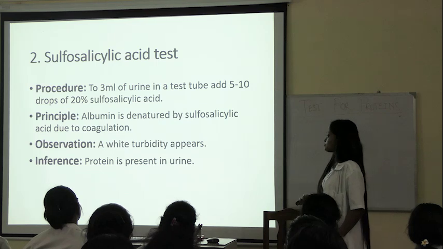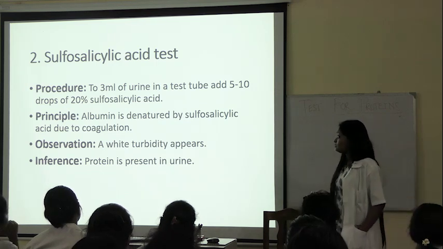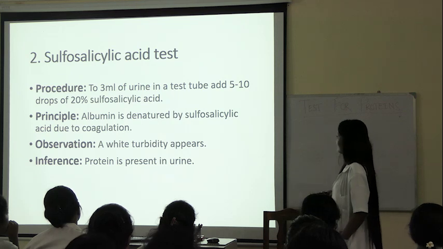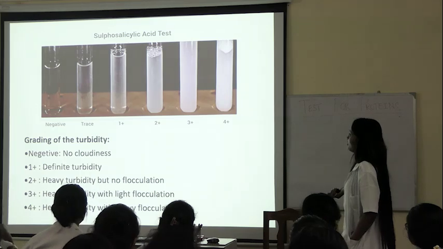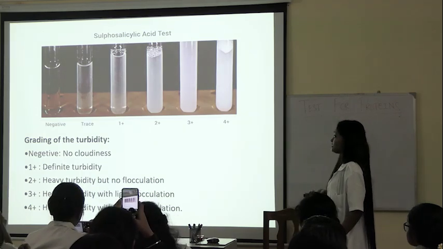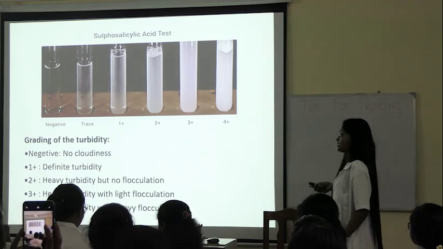Then the observation will be a white turbidity appears. So the protein is present in the urine if the white turbidity appears after the test. So here are the gradings of the turbidity. If no turbidity appears, this is negative.